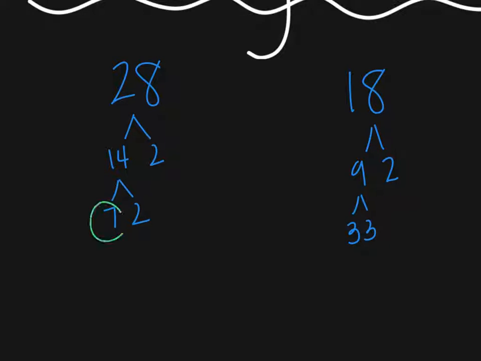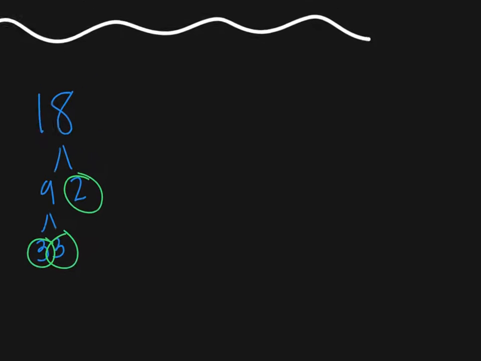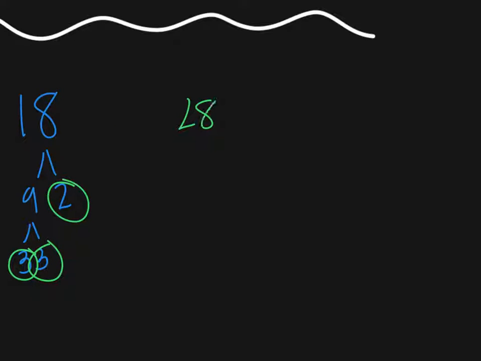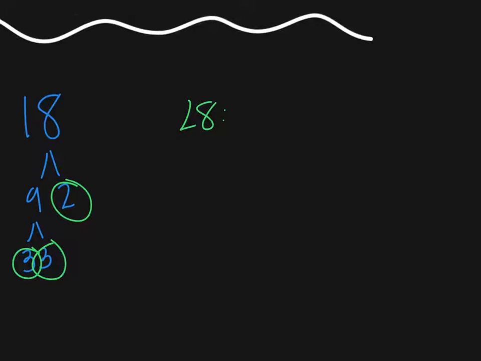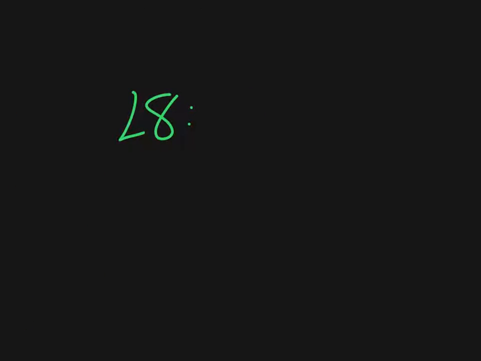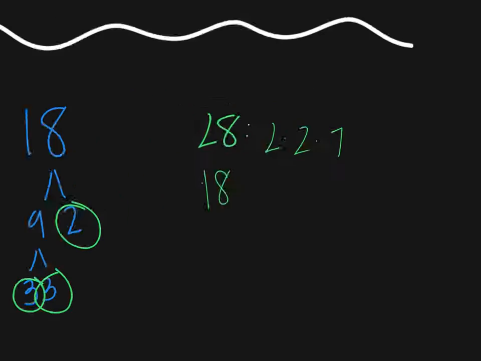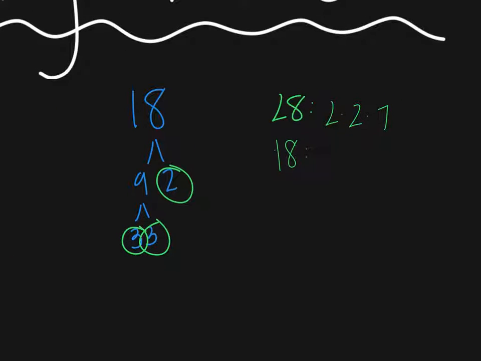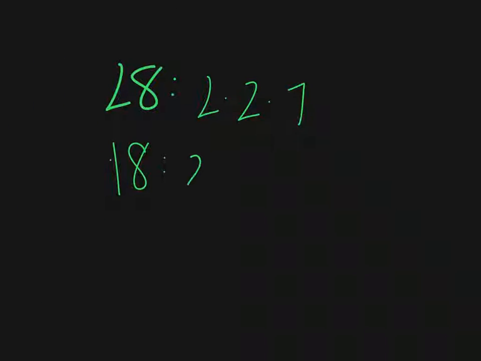So now I'm going to write the factorization by using all my primes, and I'm going to line them up. So to set this up, I'm going to have 28, you could have 18 on the top, and then I'm going to look back at my primes. I'll list them from least to greatest. So I have a 2 times a 2 times a 7, and then I have 18, and if I look back at those, I have a 2, and then I have two 3s. So I have a 2 times a 3 times a 3.